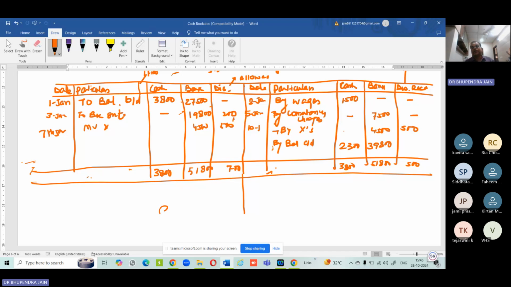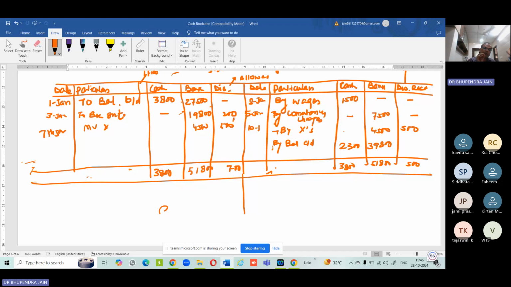No need to balance the discount received or discount allowed, because discount received and discount allowed are directly transferred to the profit and loss account. So that's why there is no need to calculate the balance. This is the triple column cash book. And how to prepare the triple column cash book? Same as the double column cash book. Nothing is special in the triple column cash book.